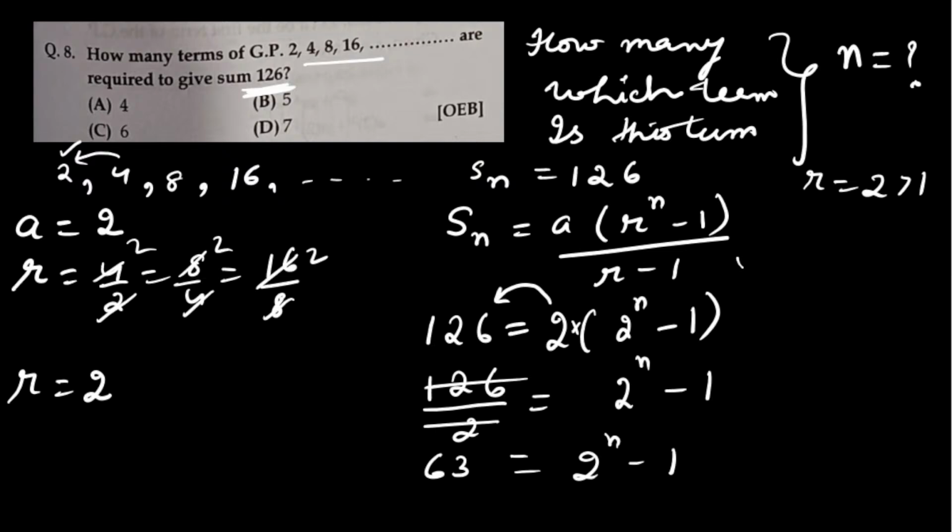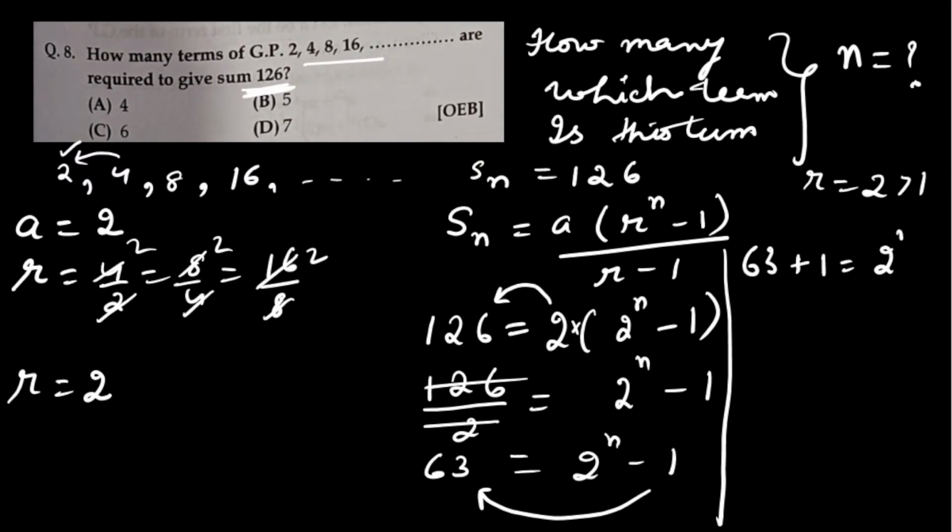See, again n we have to find. If we have to find something, we keep that on one side, other things we shift. So minus 1 I have to shift to the other side. When minus 1 I shift to the other side, it will become plus 1. So 63 plus 1 is equals to 2 to the power n. 63 plus 1 is what? 64. 64 is equals to 2 to the power n.